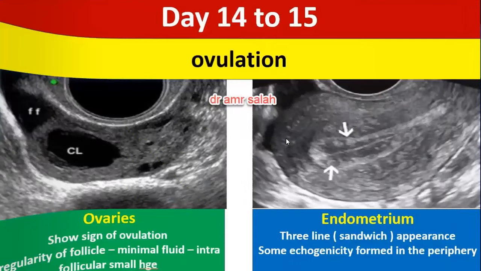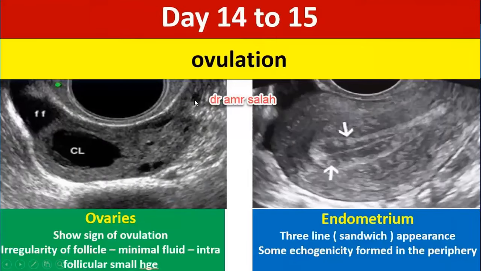All right. Then this is the ovulation. Ovulation has just happened. Okay, and I'm seeing here what are the signs of ovulation. The corpus luteum is formed. I see irregularity inside the dominant follicle, and it is decreased inside. Inside of it, I see blood clots.